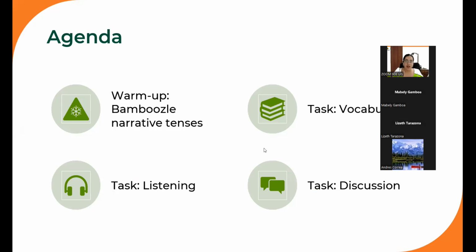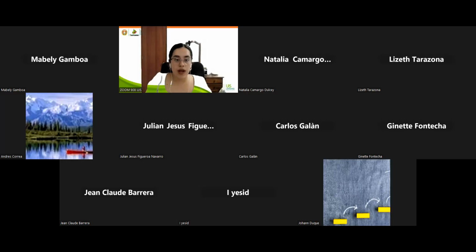Then we will start working on the task for unit 3, which is to tell a story from 2 points of view. The task has a part about vocabulary, then a listening part, and finally a discussion and writing part of the class. So this is our agenda for today. Let's start right away by checking the attendance.